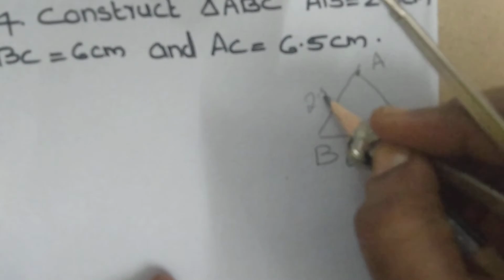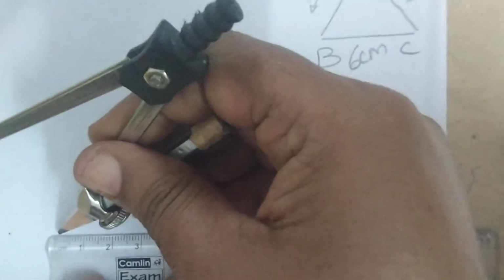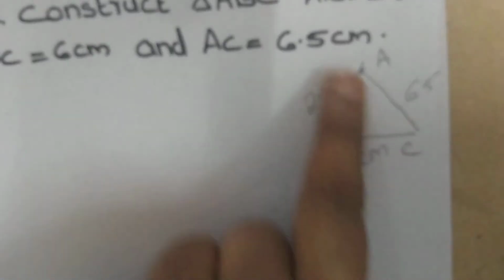AB take as 2.5, AC 6.5. Like this. They give 6 centimeter, take it on the scale. Using a scale and pencil, mark 0 to 6 centimeter, 0 to 6, and mark them as B and C. The measurement is 6 centimeter. You can write it this way. The next measurement, the second measurement, is AB side or AC side. That is your choice.